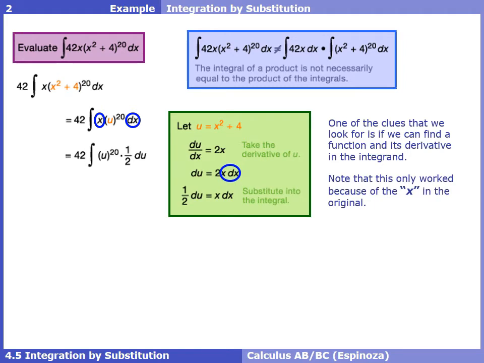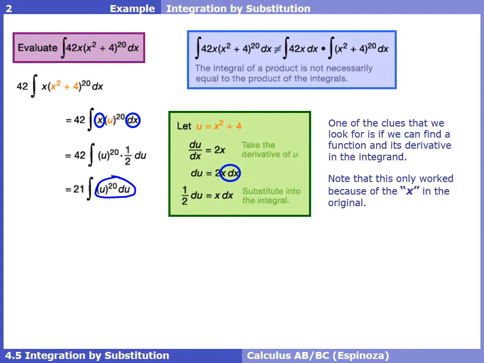So I'm going to replace this x dx right here in the problem with a 1/2 du. And then everything feels a little bit better now. We have only u's in our problem, and we're integrating with respect to u. The one thing I'm going to do before we actually try to integrate this problem is take this 1/2 to the front. It really doesn't serve a good purpose leaving it there. So if we pull that 1/2 to the front, 1/2 times 42 is 21. And now this problem is very easy to do.